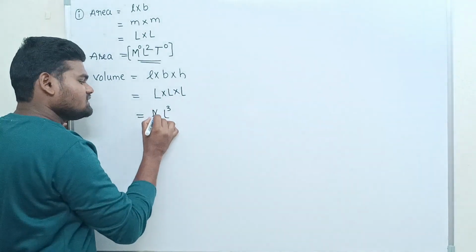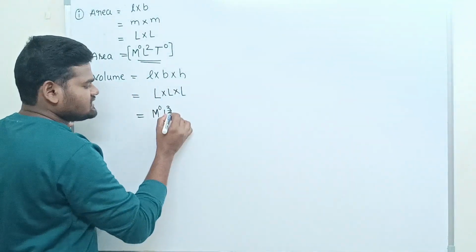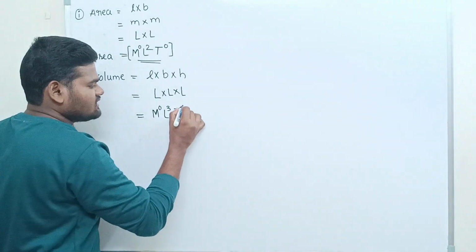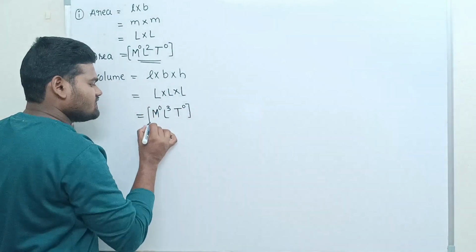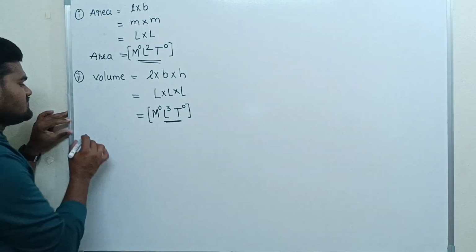Any mass term present? No mass term present. There is no kgs, no mass is present, so M power 0. And any time term present? No. So this is the dimensional formula for volume. Are you getting?